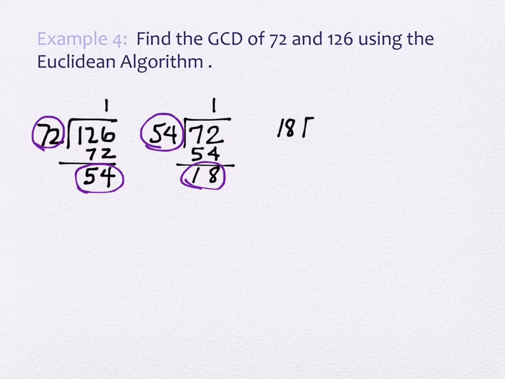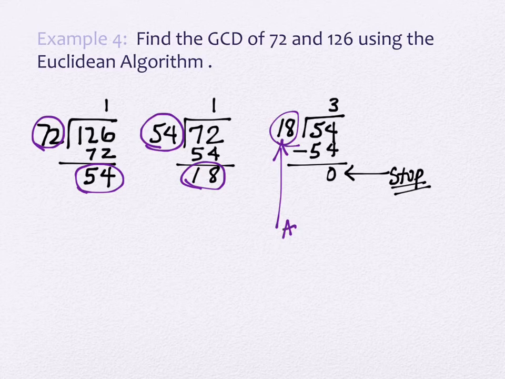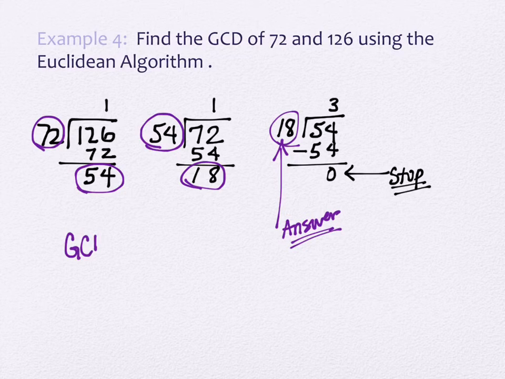I take the divisor and the remainder, and I do it again. 18, the remainder's on the outside, the divisor, 54, is underneath. How many times will 54 go into 18? 3. What's 3 times 18? 54. 54, and I get a 0 remainder. This tells me that I stop, and that tells me also that this is my answer. The greatest common divisor is 18.